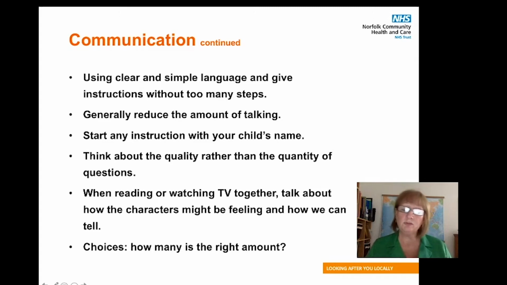Use reading or watching TV together as a learning and teaching opportunity. Talk about how the characters might be feeling and how you can tell. And don't give them too many choices when you're communicating with them. 2 is about right, 3 maximum. Parents have told me that if they give their children a choice of 6 breakfast cereals in the morning, they can have an absolute meltdown. So that can be used as a general guide. Not too many choices.